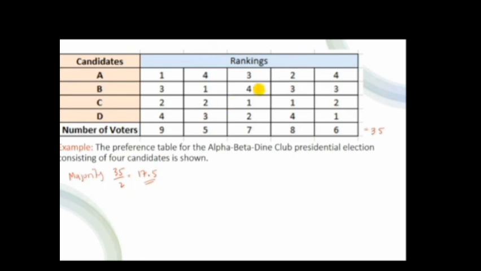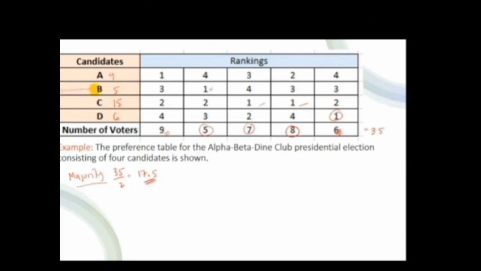So para malaman natin kung sino ang nakaabot ng majority, candidate A is nakakuha ng 9, candidate B naman is nakakuha ng 5. Si candidate C naman is nakakuha siya ng 15. Si candidate D naman is nakakuha siya ng 6. So si candidate C yung pinakamataas na 15. Ang majority natin is 17.5, so hindi nakaabot si candidate C. So ayun, mag-eliminate tayo ng isa.